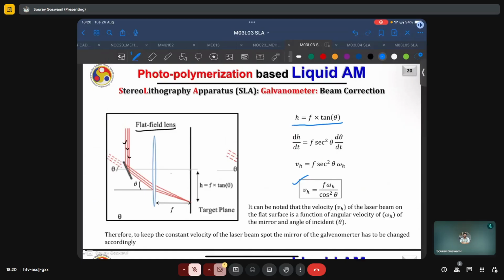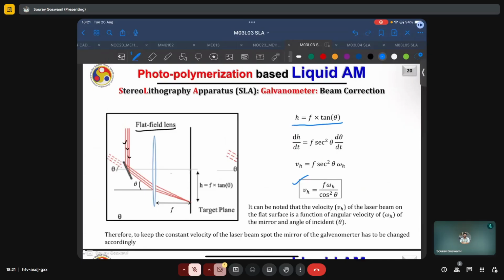And thus, it may be noted that the velocity of the laser beam on the flat surface is a function of the angular velocity, omega h, of the galvanometer mirrors, and the incident angle theta. Thus, if we want to ensure that the laser spot moves at a constant speed on the printing plane, we have to ensure that we control the angle of incidence as well as the angular velocity very precisely.